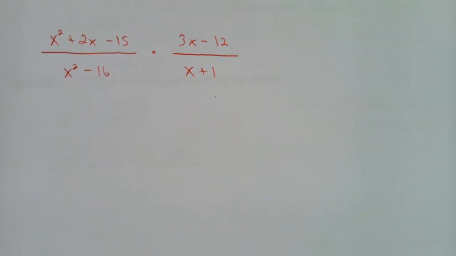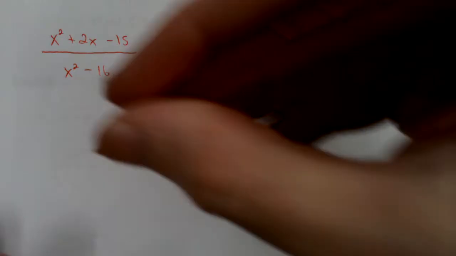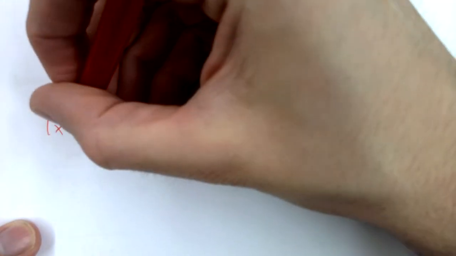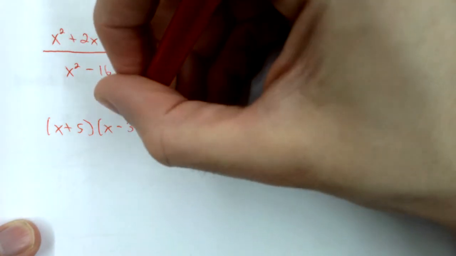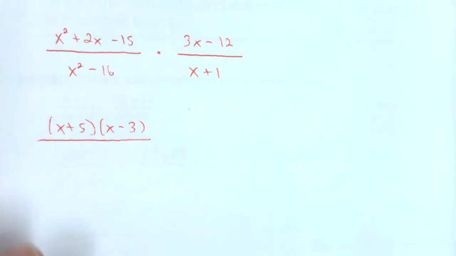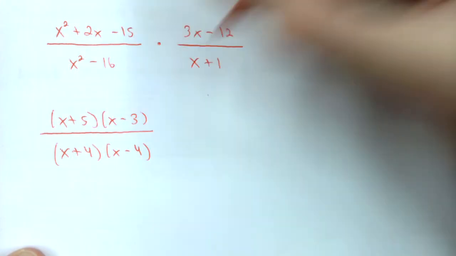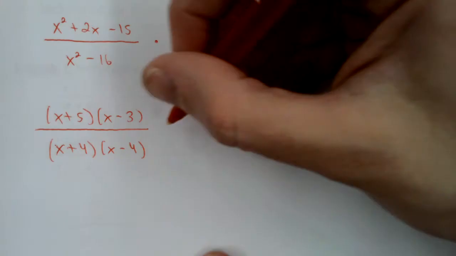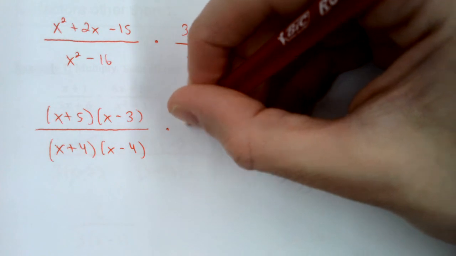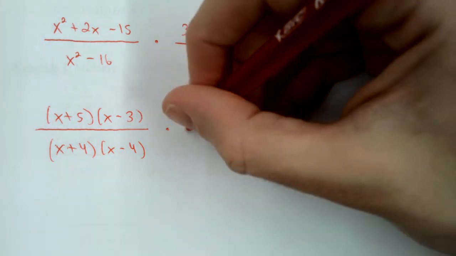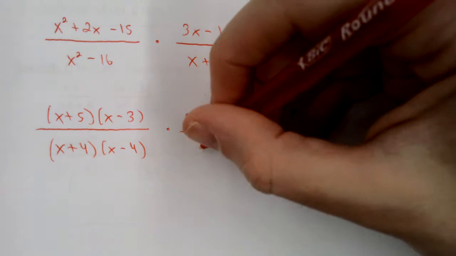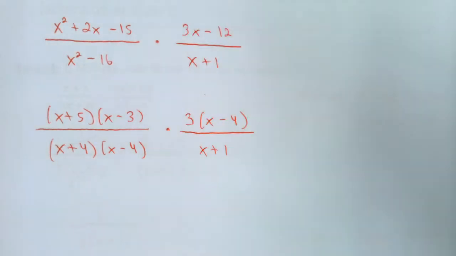Factoring the top left is easy. What two numbers multiply to negative 15 and add to 2? X plus 5 times x minus 3. The bottom left is the difference of 2 squares, so x plus 4 times x minus 4. The top right has the GCF of 3, which leaves you with x minus 4 in parentheses. And the bottom right, you cannot factor. There's nothing to do there, so just leave that.